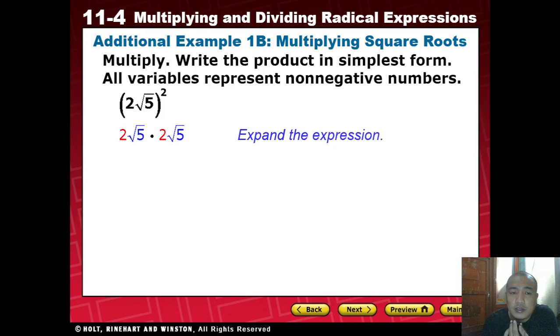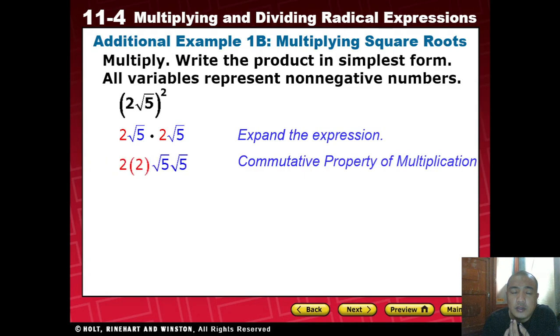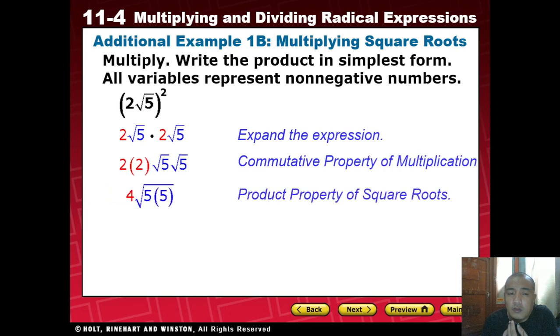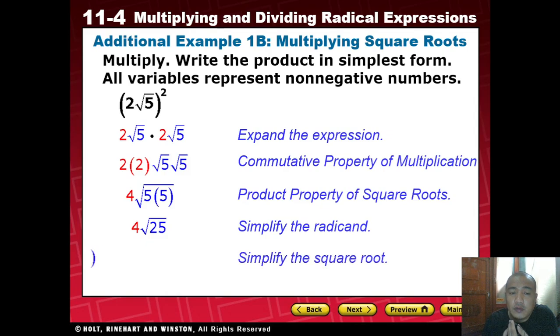Okay, let us multiply, expand expression. So commutative property of multiplication, 2 times 2 is 4. 2 times 2, then square root of 5 times square root of 5. What is 2 times 2? 4. And square root of 5 times square root of 5 means square root of 5 times 5 inside the radicand, that is 25. What is the square root of 25? Let's simplify the square root, which is 5. Then multiply 4 and 5, that's equivalent to 20. So 2 square root of 5, quantity squared is 20.